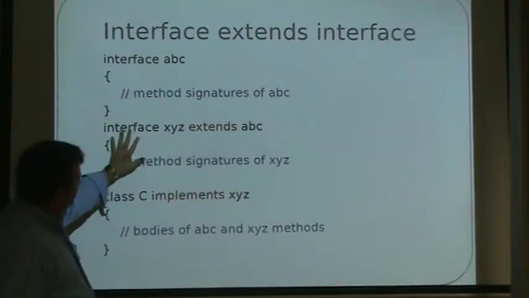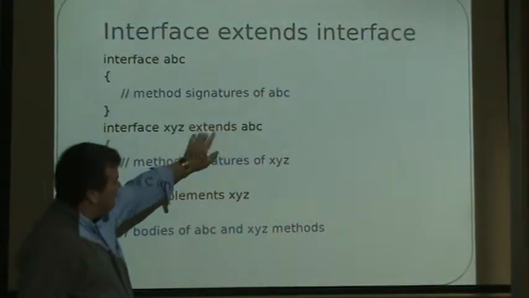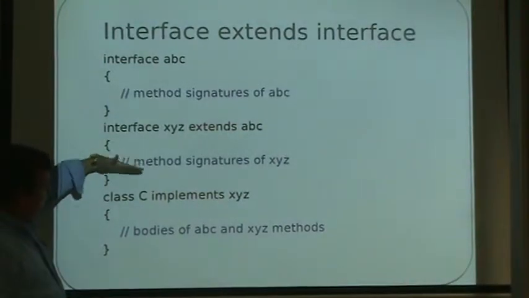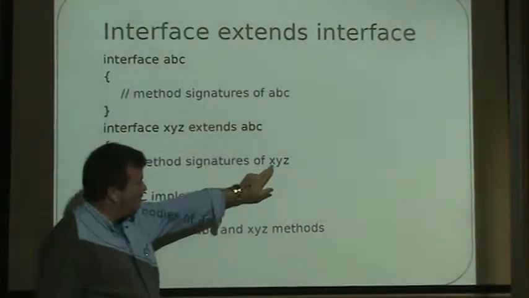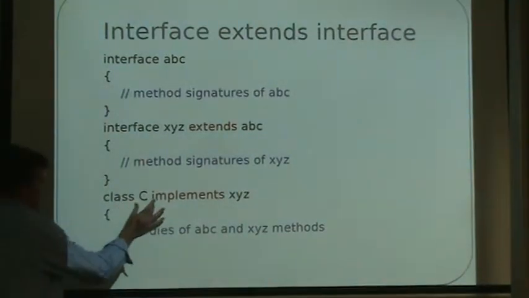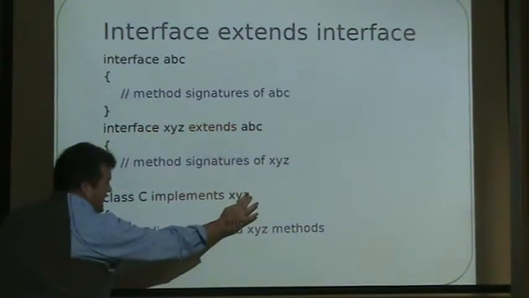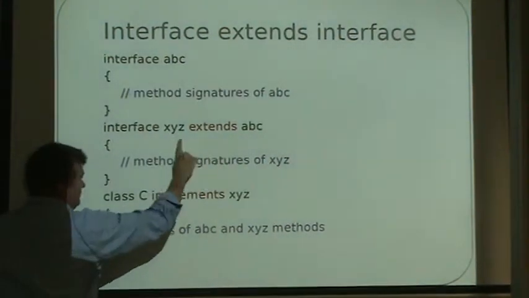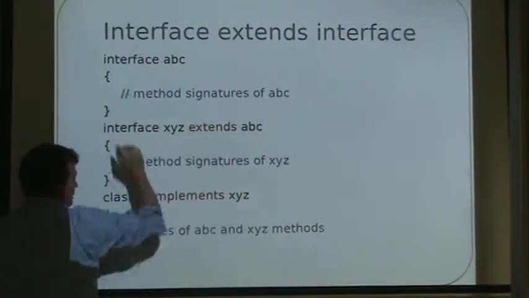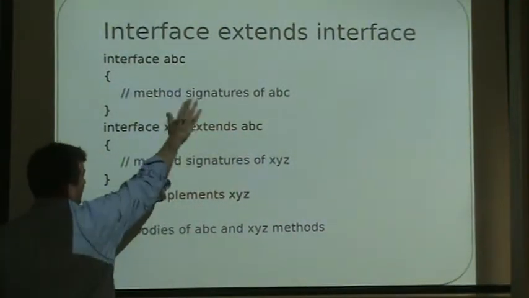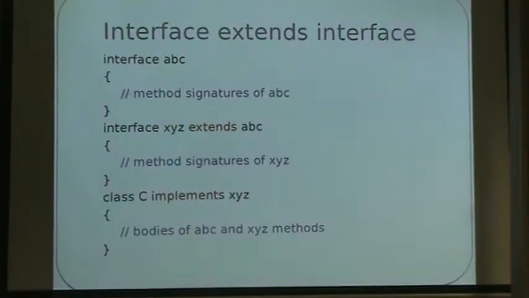We could say an interface XYZ extends another interface ABC, and then we would list the methods that are related to X, Y, and Z. Then if a class comes along and says class C implements XYZ, XYZ actually has a bunch of methods and also extends ABC. So we would have to write the bodies for all the methods in XYZ and ABC, if we did an example like that.